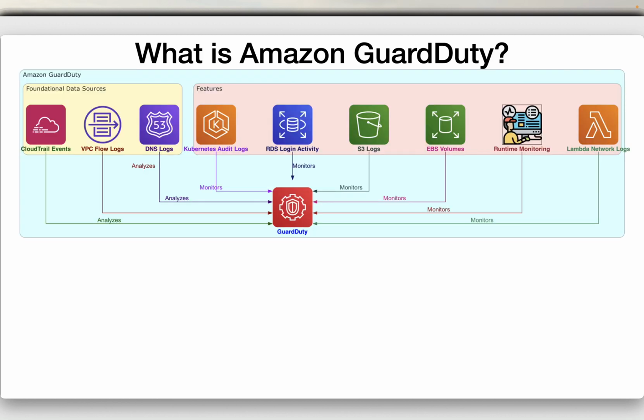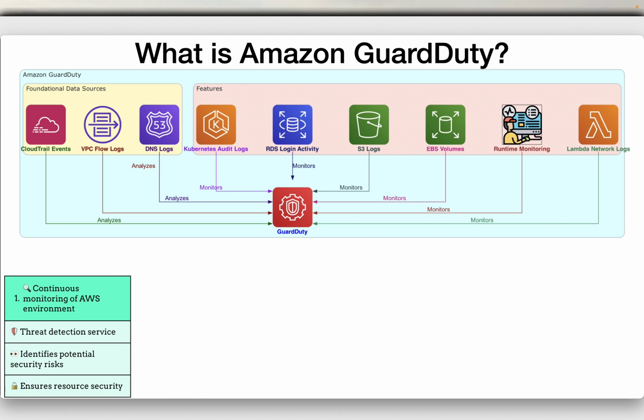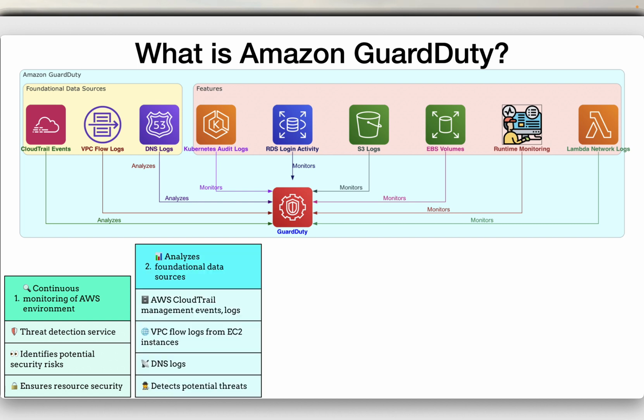So what is Amazon GuardDuty? GuardDuty is a threat detection service that constantly monitors your AWS environment to identify potential security risks, ensuring your resources remain secure. GuardDuty processes and analyzes crucial data sources, including AWS CloudTrail management events and logs, VPC flow logs from Amazon EC2 instances, and DNS logs to detect potential threats.